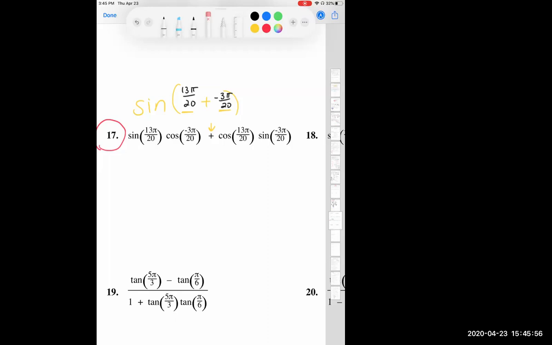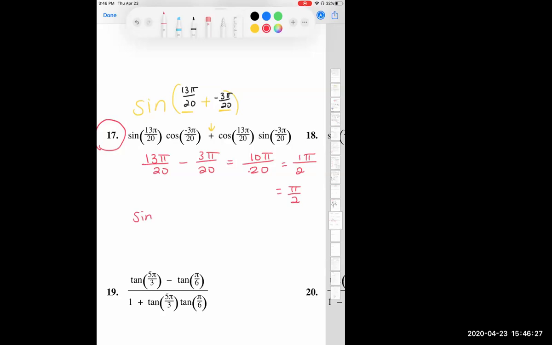Okay, well, let's try and add this up. Maybe that'll give me a number that's within my unit circle. So let's go ahead and add this up. So we have 13 pi over 20 minus 3 pi over 20. Okay, 13 minus 3 is 10 pi over 20. All right, that reduces, right? 10 over 20 gives us 1 over 2. Oh, that's just pi over 2.